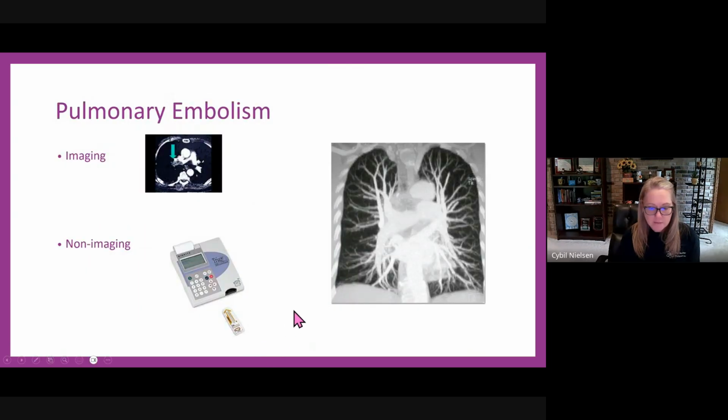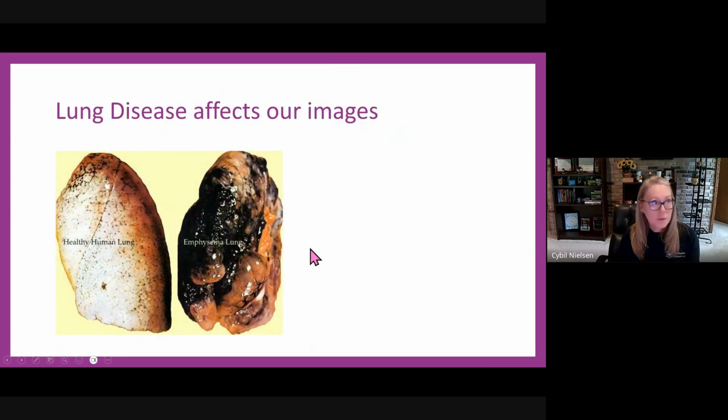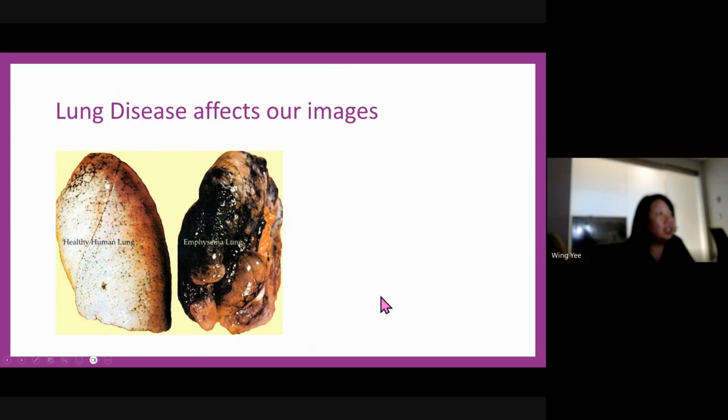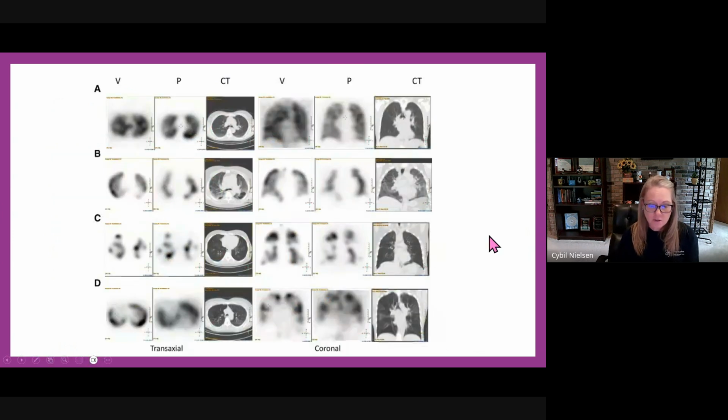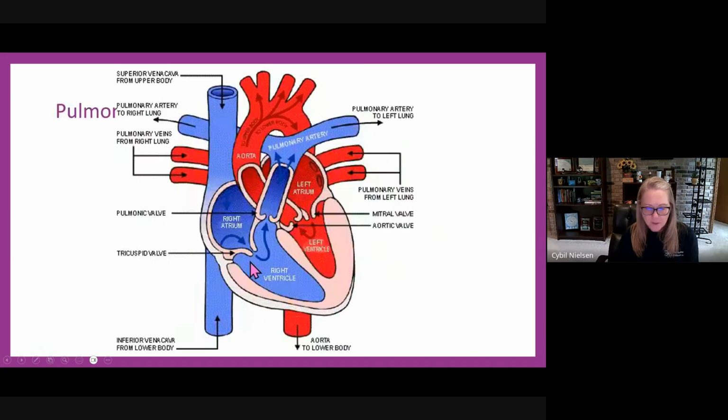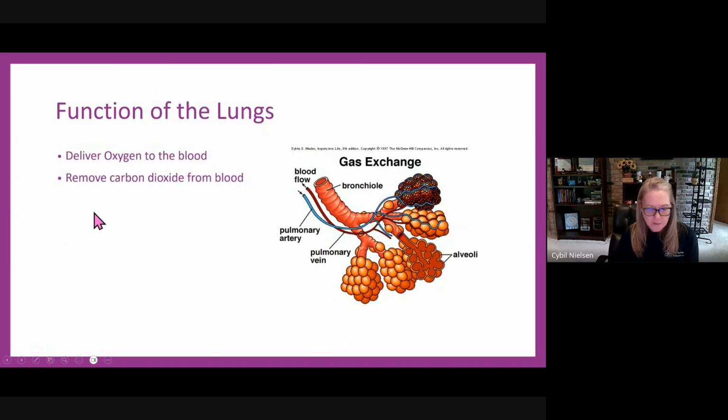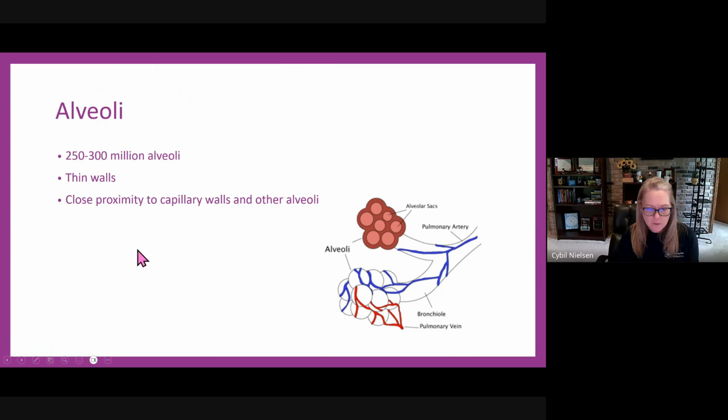Okay, so a lot of different things that we can do for PE. If our patient has emphysema, should we do a CT or a VQ? CT. CT, yes, because it's anatomical and physiology is going to affect our images. They're going to look awful. Okay, let's skip that. You know all this stuff.